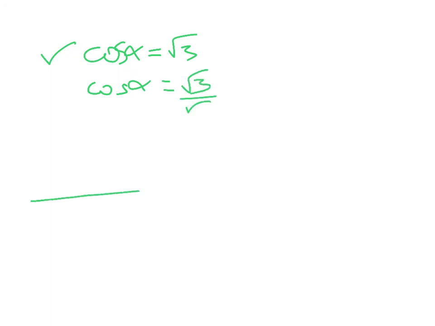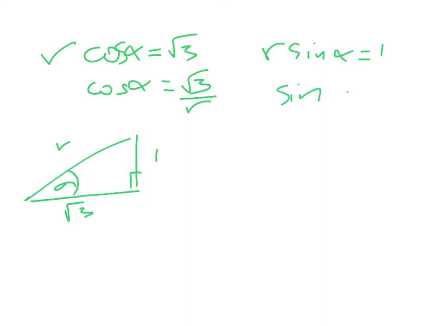Well, we've got r cos alpha equal to root 3, so cos alpha is root 3 on r. Drawing my triangle, there's root 3, there's my right angle, and there's r. So here's alpha. And what's sine alpha? Well, we've got r sine alpha is equal to 1. So there's 1. So sine alpha is 1 over r.